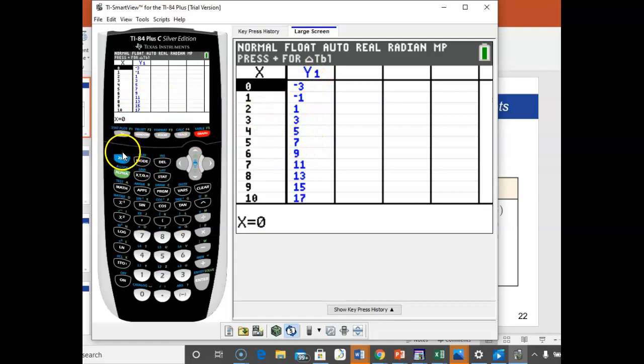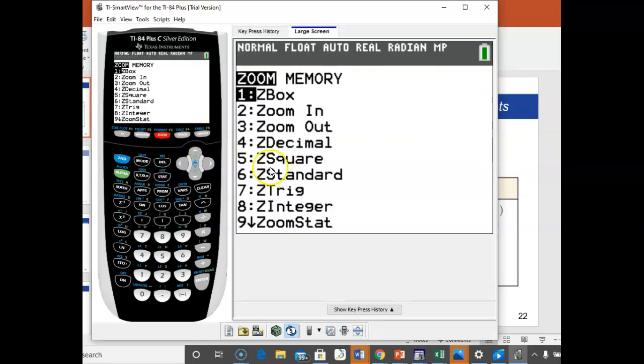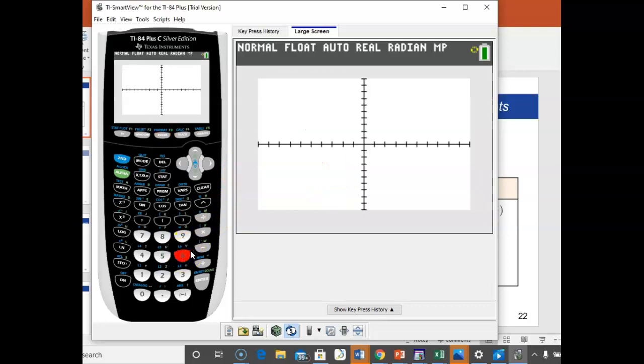And if we want to actually graph this, I'm going to go to Zoom. And we're going to use mostly in this class Zoom Standard. So if you'll choose 6, your calculator may take a few minutes to think, but then here's that graph that we were looking at here.